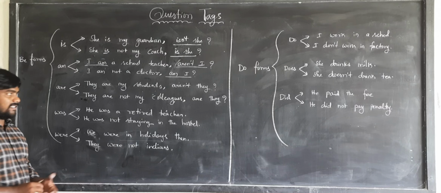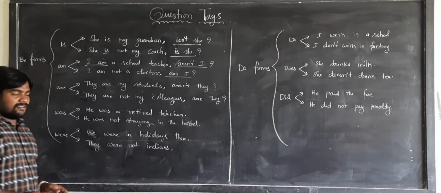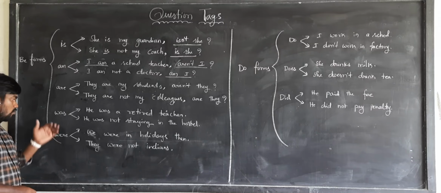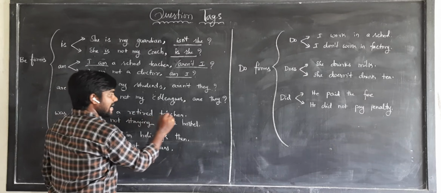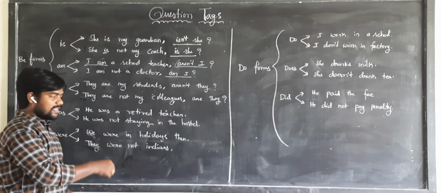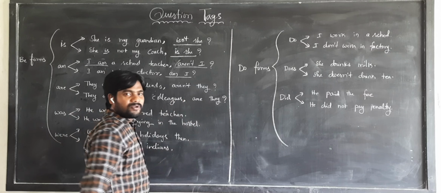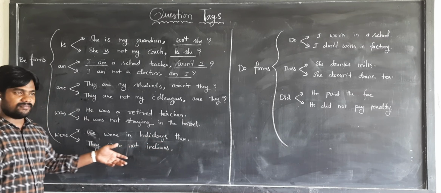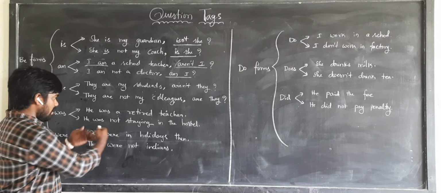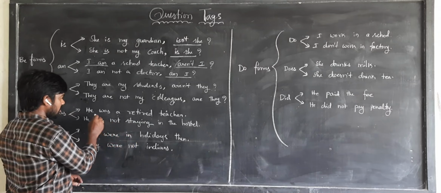Hope you are understanding. This is present tense. Past tense be forms, you see, was and were. He was a retired teacher. By now, I think you are very clear. Even if I don't explain this, hope you will be able to write answers. I am damn sure. So keeping that in mind, I am going a little bit faster.